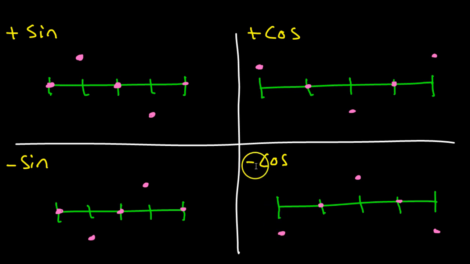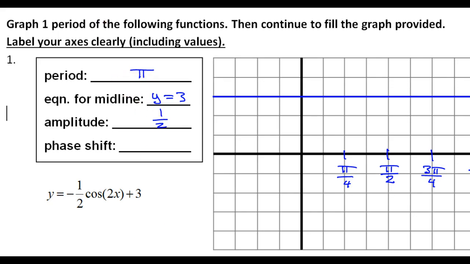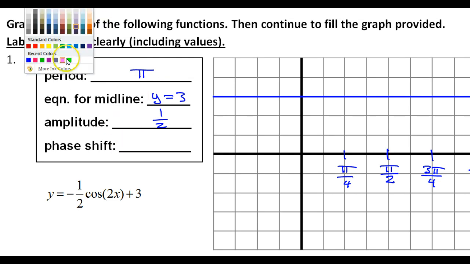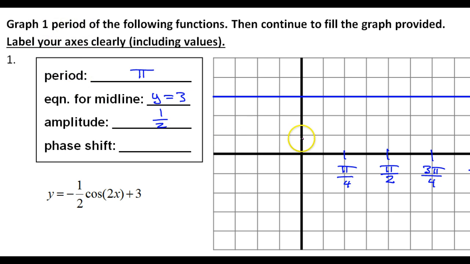So because we're dealing with a negative cosine, we're looking for it to start low, then go to the midline, and then up, and then back to the midline and down. Alright, sort of like a hill. Because I'm not doing the phase shift yet, I am going to draw what I call a skeleton graph, the unshifted graph. I will not connect these dots.